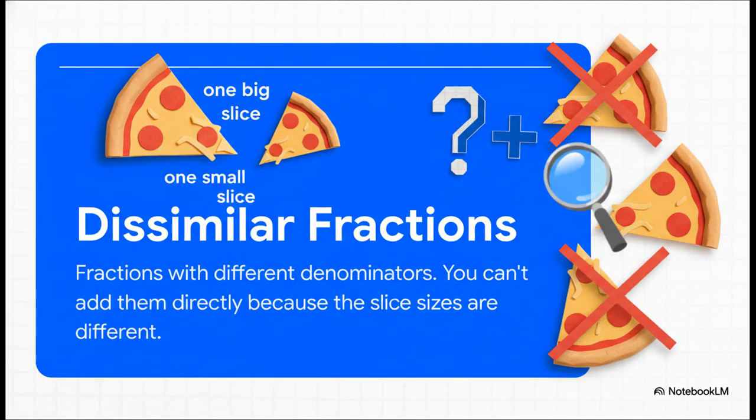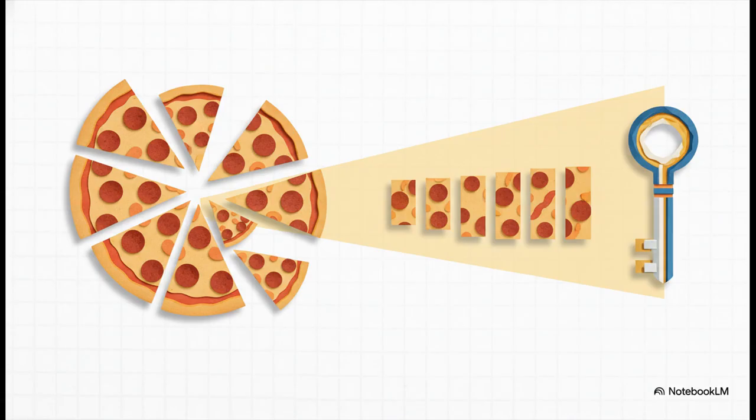And bam! We've just run into what are called dissimilar fractions. With different denominators, they represent different sized pieces of the whole. Trying to add them directly is basically a mathematical impossibility. It's like saying 1 big slice plus 1 small slice equals 2 medium slices. It just doesn't work. But don't worry, mathematicians came up with a powerful tool for this exact situation. A secret weapon to bring order to all this fraction chaos. It's called the least common denominator, or the LCD.